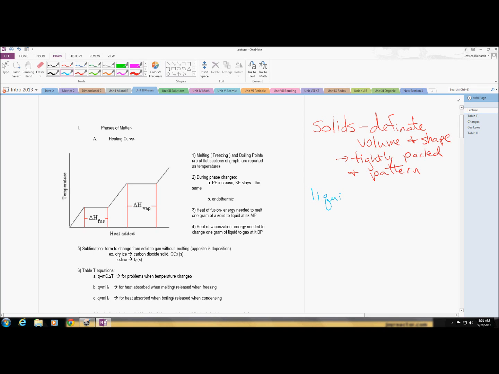Liquids are going to have what we call a definite volume. So their volume doesn't change. You can move them from one container to the other and they're the same volume, but they have an indefinite shape. So their shape changes depending upon the container that you put them in. So you know if you have water in a glass, it takes the shape of the glass. If you pour that water onto the ground, it's going to take the shape of a puddle. It's going to spread itself out. The particles in a liquid are close together, but they are arranged randomly.